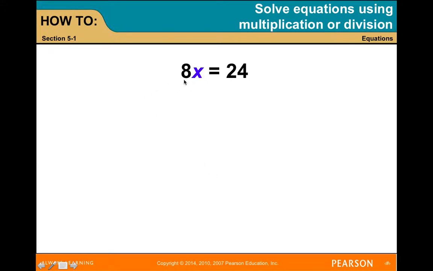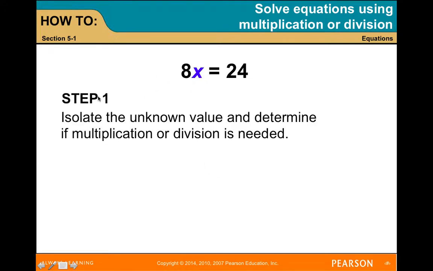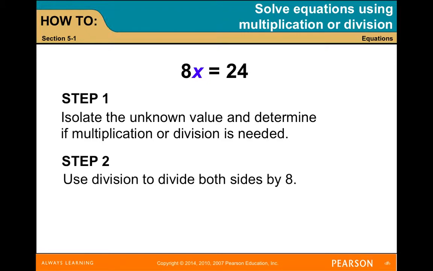So here's an example, 8x equals 24. The first step is to isolate the unknown value and determine if multiplication or division is needed. So this is the long but correct way to do it, and it's good to know this way in case you have to solve it step by step in one of the subsequent exams in the next module. The second step is to use division to divide both sides by 8. And the last step is to simplify, so x would be 3.